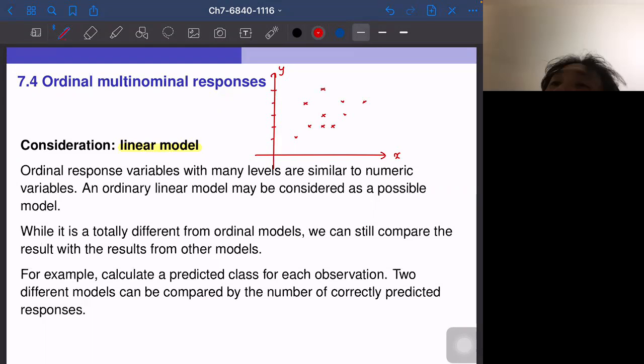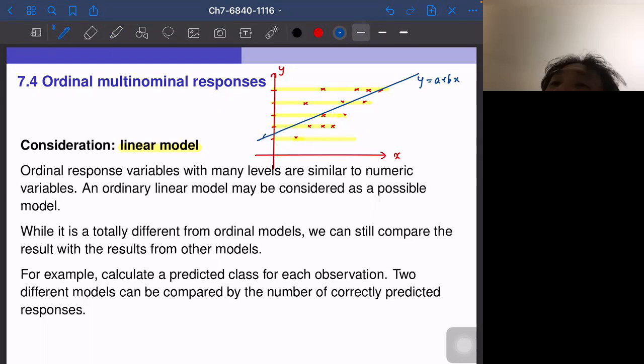So suppose the data is like this. All observations are on specific horizontal lines because y is ordinal, but still it makes sense to fit a straight line in some cases. Of course, it's harder to interpret. Maybe this line can be used to predict or fit the data.